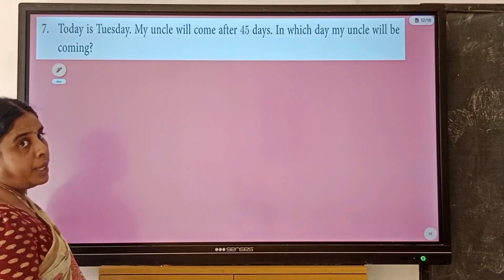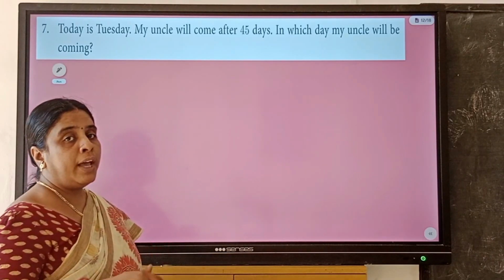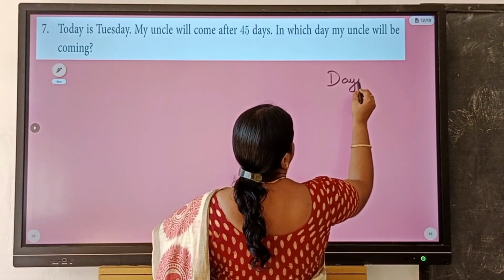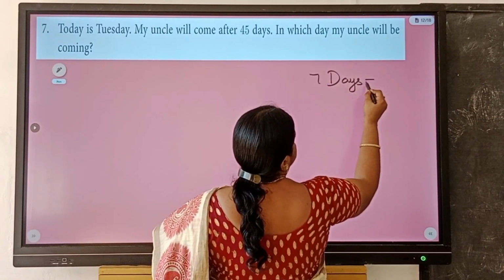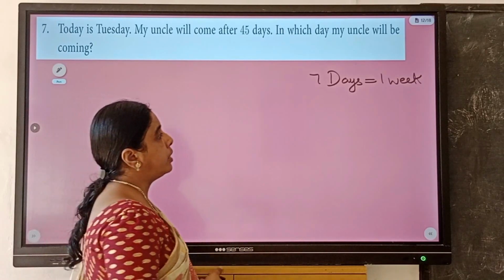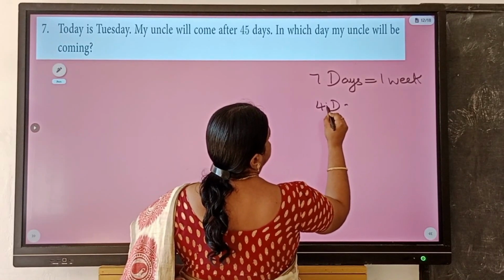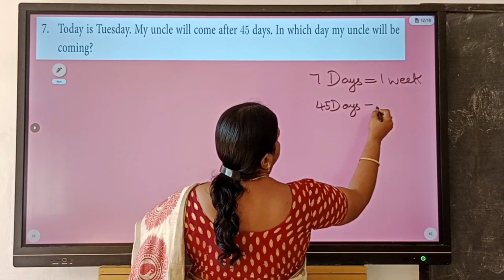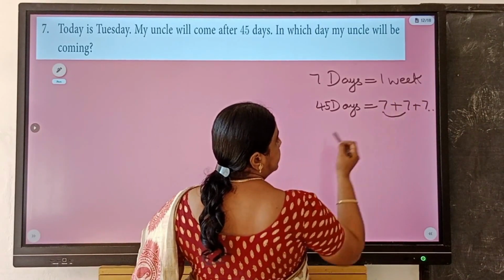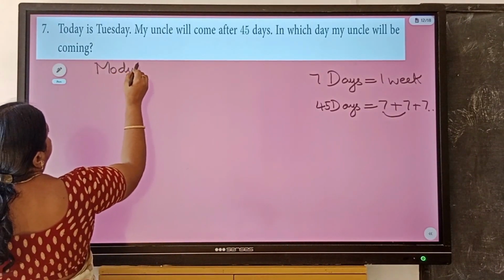The seventh sum. Today is Tuesday. My uncle will come after 45 days. So after 45 days, here we have days being mentioned. We know in days, 7 days makes a week. So in 45 days there are many weeks, so many weeks will be repeated. We will be adding weeks after weeks after weeks. So here the repeated value is 7, so our modulo is going to be 7 over here for this sum.